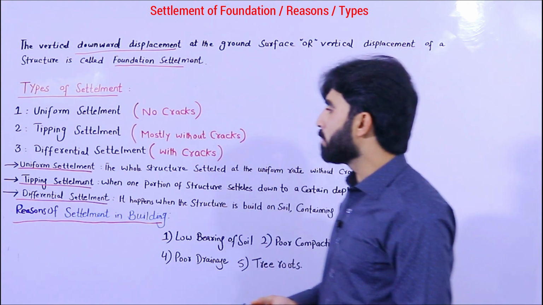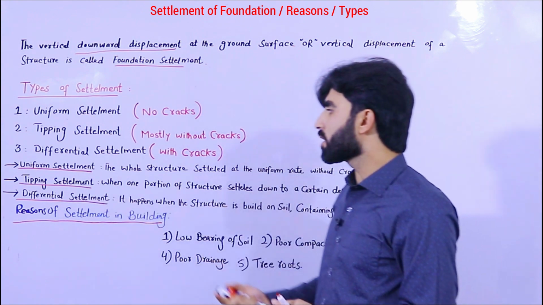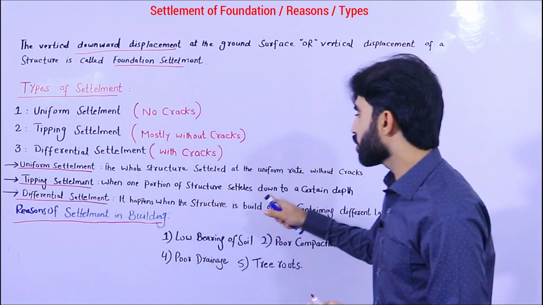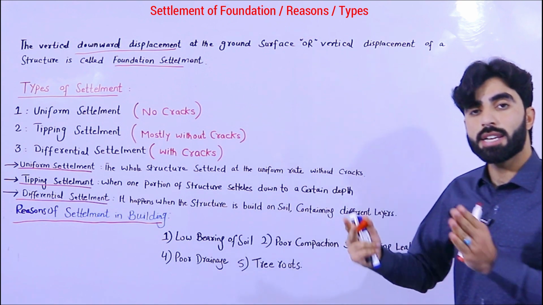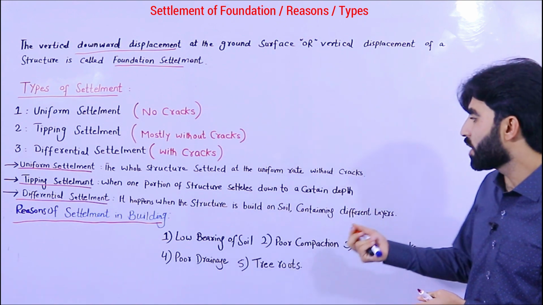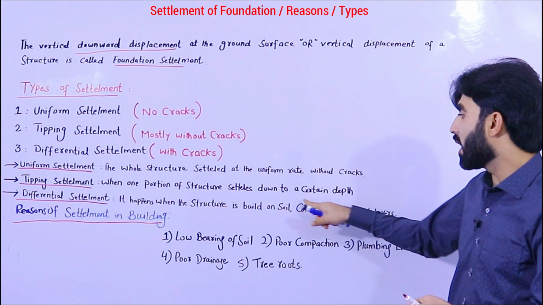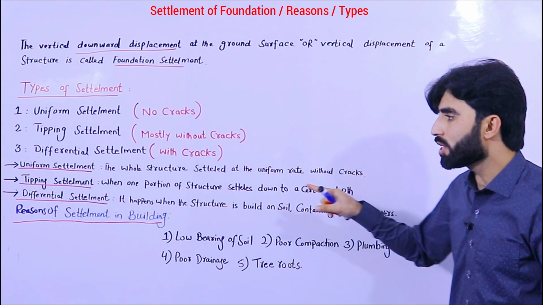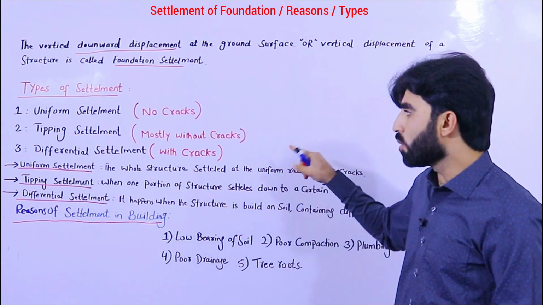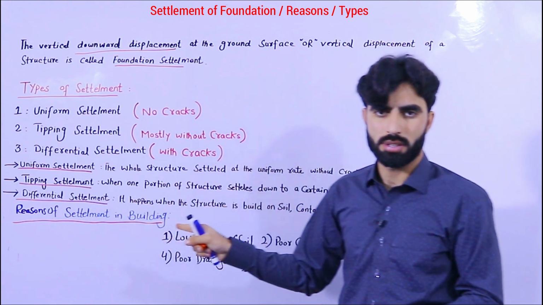The second one is tilting settlement. Tilting settlement is when one portion of the structure settles down and the other portion does not settle, to a certain depth, okay. That is called tilting settlement, okay. So mostly without cracks, this one.